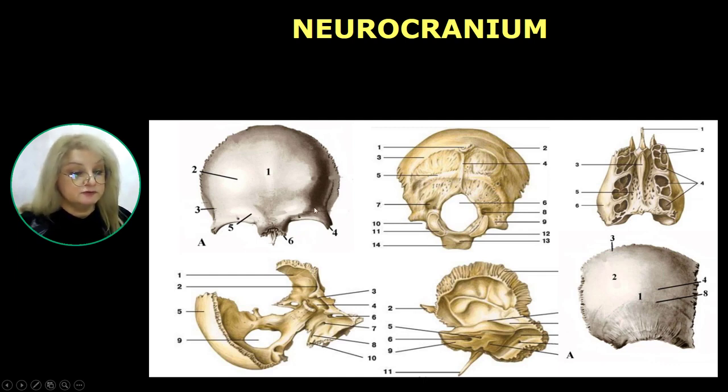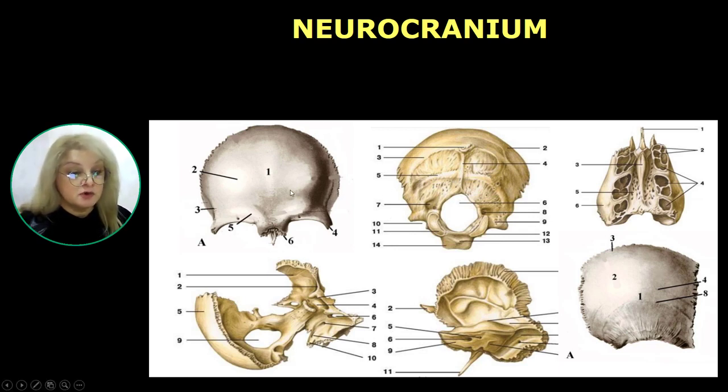that is here, frontal bone, occipital bone, ethmoid bone, sphenoid, temporal, and parietal. So 6 types of bones, but of them temporal bones and parietal bones are paired. So the bones of the neurocranium in total are 8.